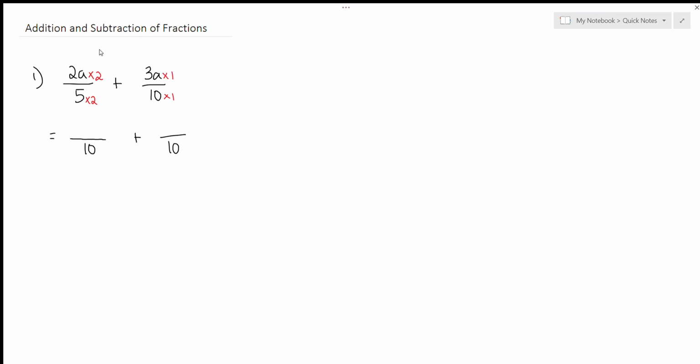So in my numerator, I'm now going to have 2a times 2, which would give me 4a, plus 3a times 1, which would give me 3a. My denominator, my lowest common denominator here is 10. So I add my numerator together because they are like terms. So 4a plus 3a would give me 7a. Okay, let's have a look at number 2.